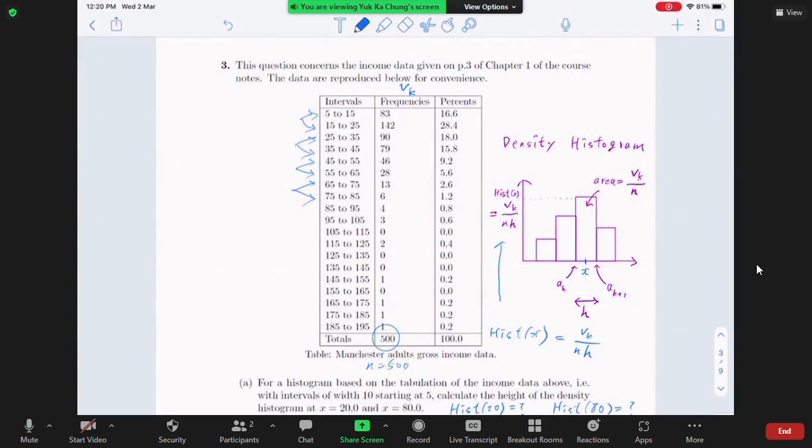So what if the new width is 15 instead of 20? Instead of 20, you can change. Even if you use a different class width for different classes, it will still work. Yeah, you can try. You can just try by yourself.